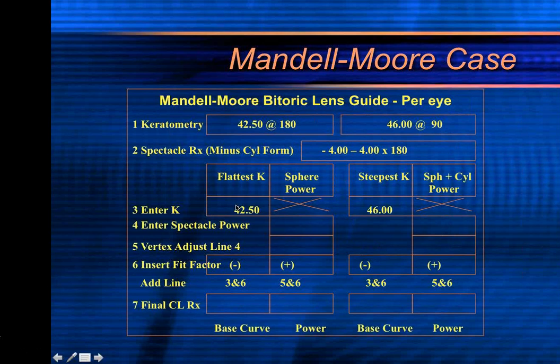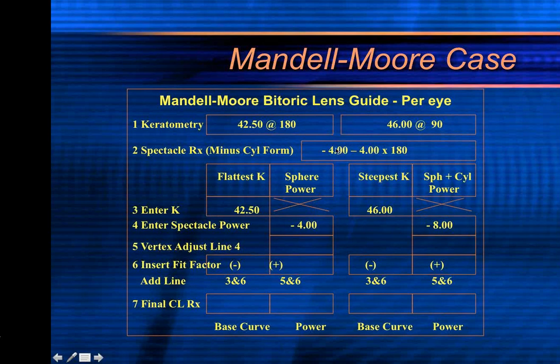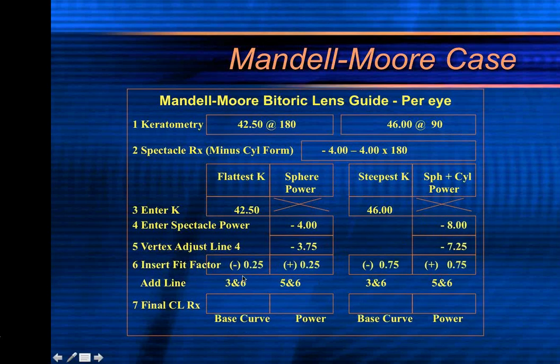It will input the K value in that meridian, the K value in that meridian. You enter the spectacle lens power in the 180, the flat meridian, there it is. You've got -8 in the 90, and then you'll click, and it will vertex adjust. So now you have the vertex powers. You'll click, and it will enter the fit factor. Remember, it's a 1/4 diopter in the flat meridian and 3/4 diopter in the steep meridian for somebody who has 3.5 diopters of corneal toricity. And then all you do is add.